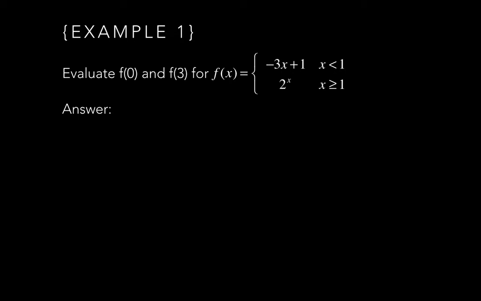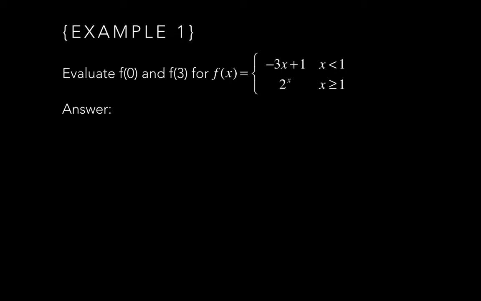Here is our piece function because it is giving you pieces of functions over certain intervals. Those intervals are the x values less than 1. That's where our first piece is graphed. And our second piece is x values greater than or equal to 1. And that is going to be the equation 2 to the x power.